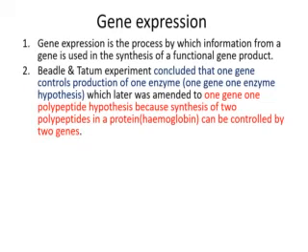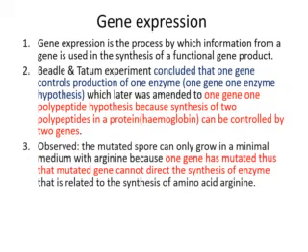But later on, it was amended to the one gene, one polypeptide hypothesis, because the synthesis of two polypeptides in a protein, for example your hemoglobin, where we have the alpha chain and the beta chain, or the alpha polypeptides and the beta polypeptides, can be controlled by two genes. So there are two genes that control separately the synthesis of the alpha polypeptide and the beta polypeptide.